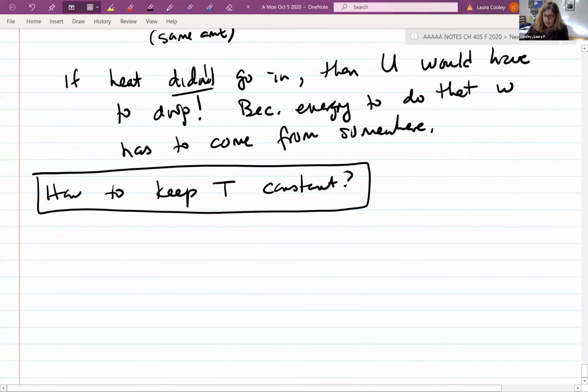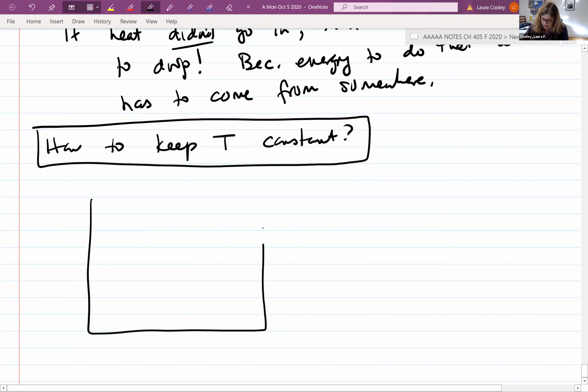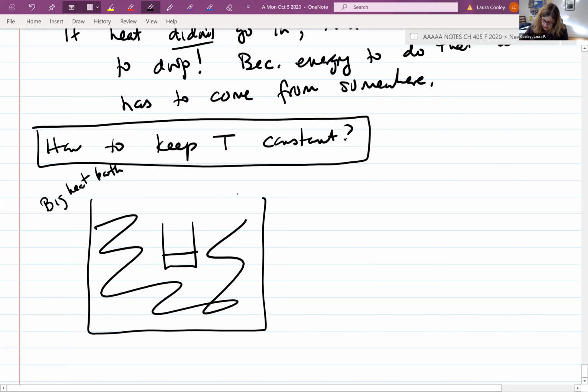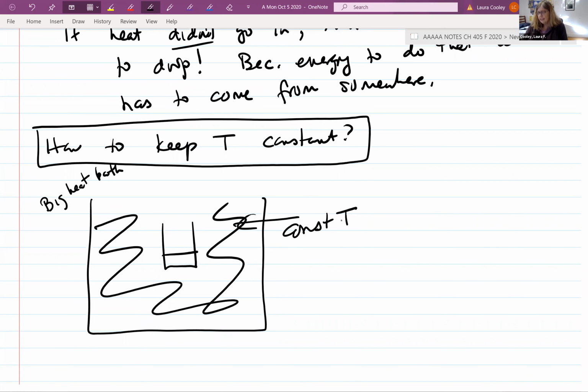I'm going to draw some ridiculous pictures here, but let's say you had a big heat bath. You put your little piston in here, doing its little expansion, and you have this big heat bath held at a constant temperature. If this thing expanded and cooled a little, instantly some heat would go in to restore it to the temperature of the environment. So that's one way to do it.